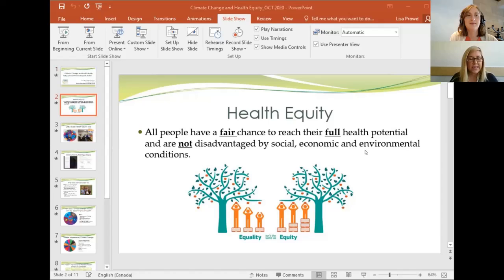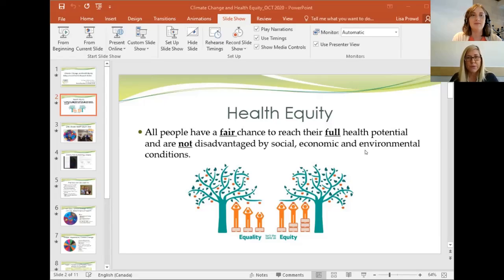So this here is an illustration that is probably familiar to most of you. It's been consistently used to demonstrate how equity differs from equality. It shows that with equality, everyone is treated the same, regardless of their needs or circumstances. However, treating everyone equally doesn't mean that every person has the same opportunity. As we know, some people in our communities face barriers and require more supports and more resources to achieve the same level of health as others.